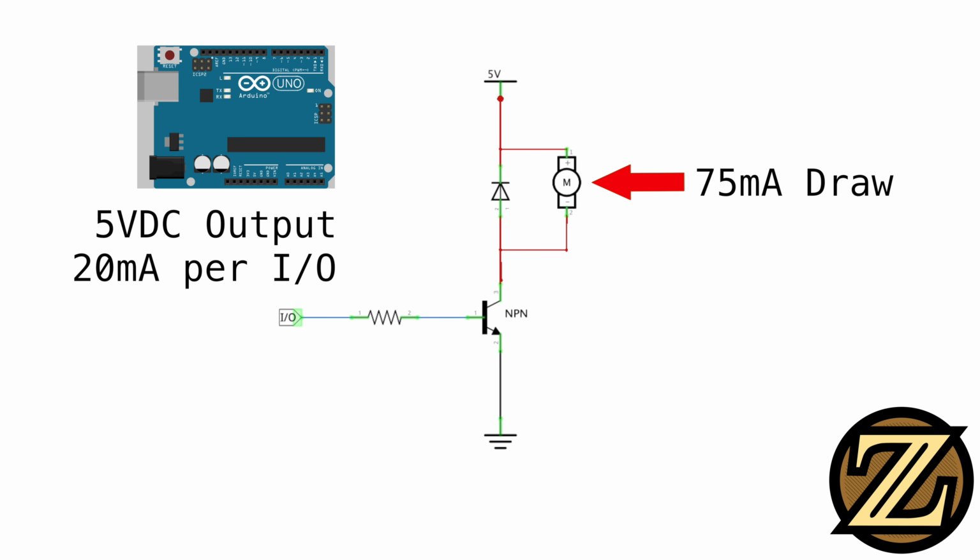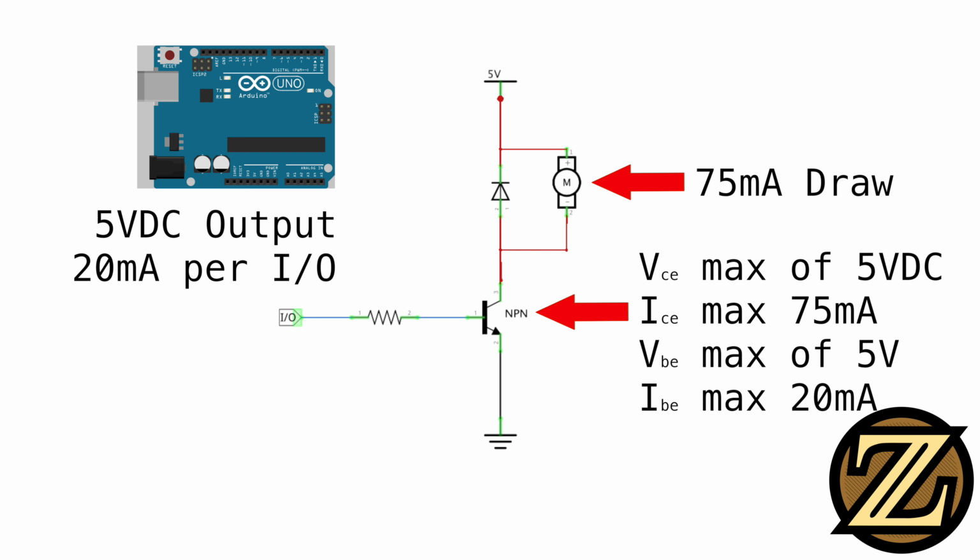Now let's spec out our parts. Our criteria for the transistor is therefore one that has a collector emitter voltage maximum of 5 volts DC or more, can allow 75 milliamps between the collector and emitter, has a base emitter voltage maximum of at least 5 volts, and we can shoot at least 20 milliamps between the base and emitter.